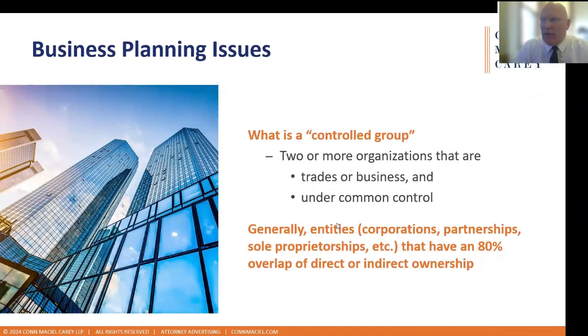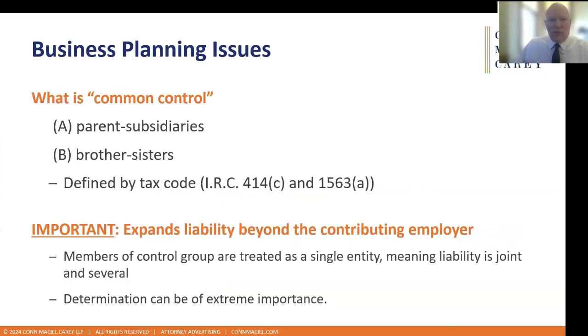Okay, let's talk a little bit about the controlled group concept then. That's two or more organizations that are trades or businesses, which we just talked about, how you can be a trade or business and be under common control. There are several tests for this that we'll talk about a little bit, but just generally know that if you have other entities, whether they're corporations, partnerships, sole proprietorships, or even something like this leasing property idea, you might want to discuss that with your counsel to determine whether they are part of the controlled group.